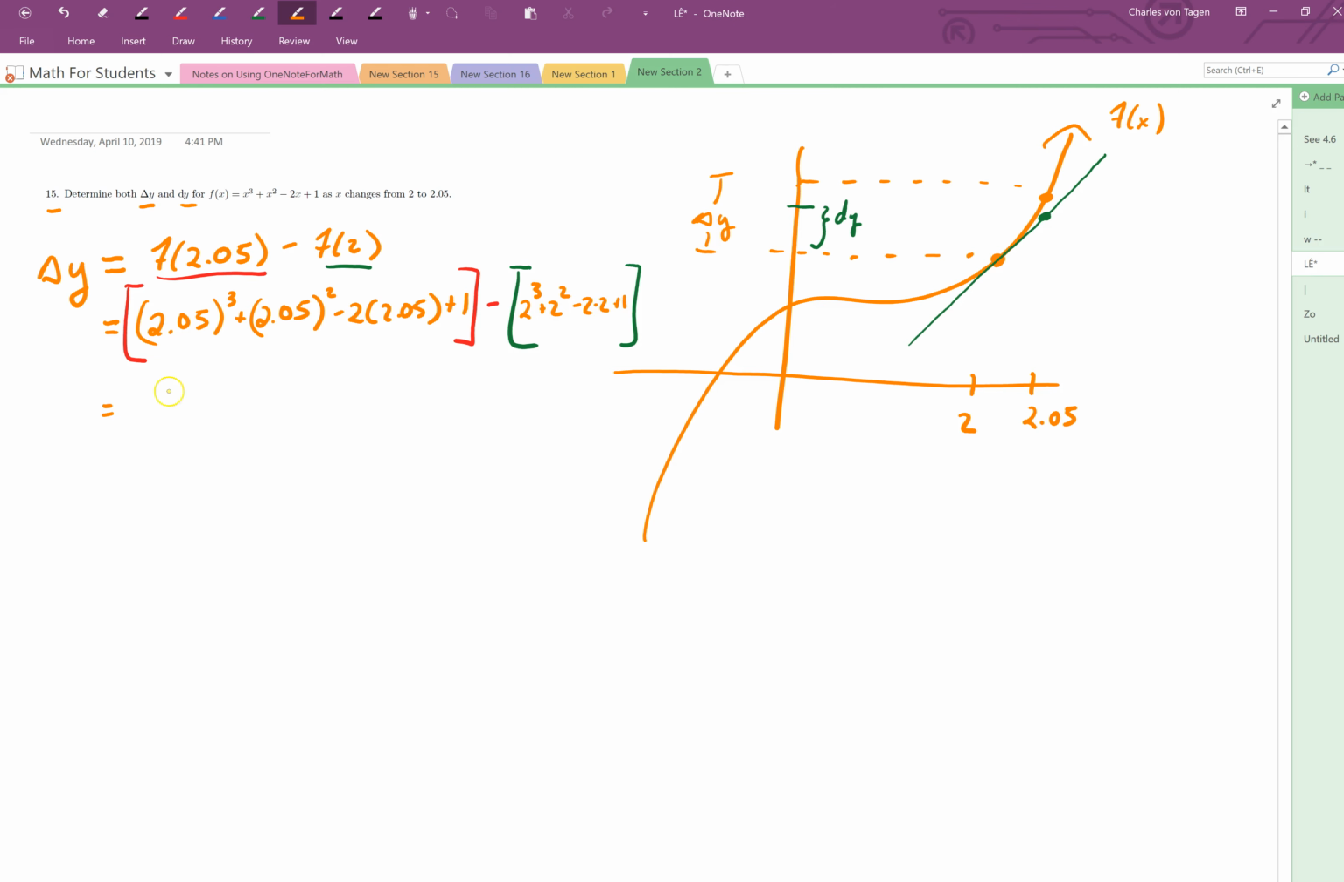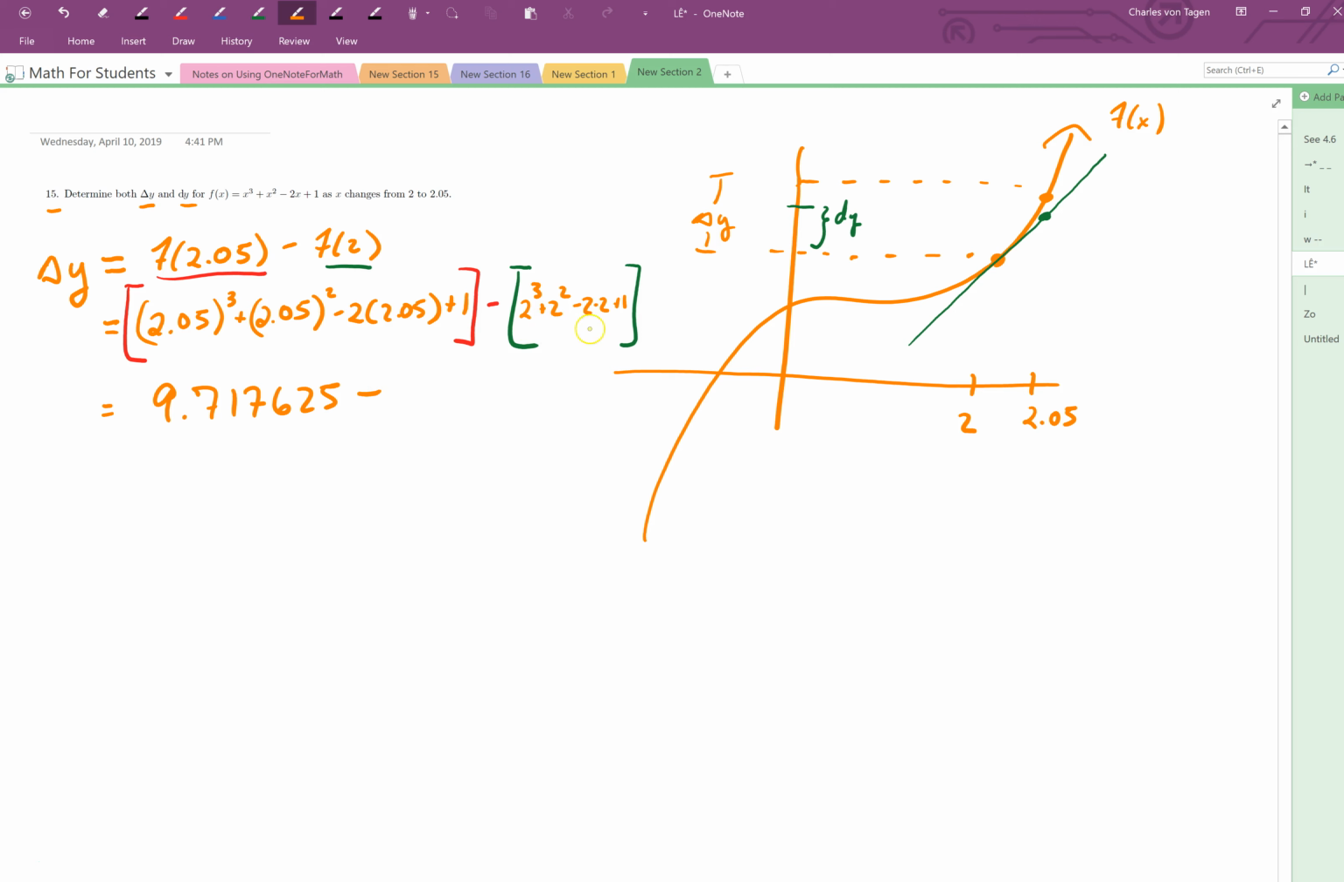So I went ahead and crunched this in a calculator, but I think you could make the argument that this would be difficult to calculate by hand. Cubing the number 2.05 would be difficult. Squaring the number 2.05 would be moderately difficult. But I plugged it into a calculator, and we got 9.717625, accurate to 5 decimal places.